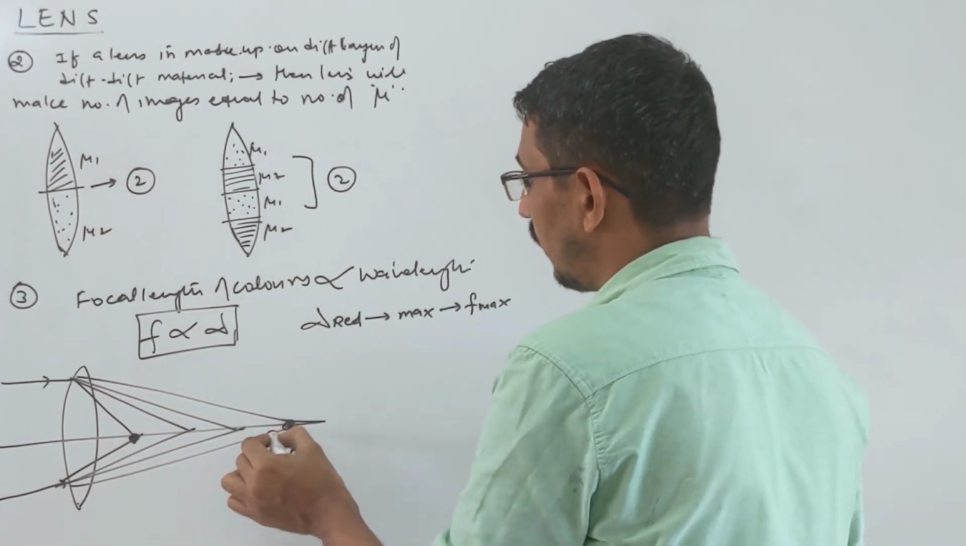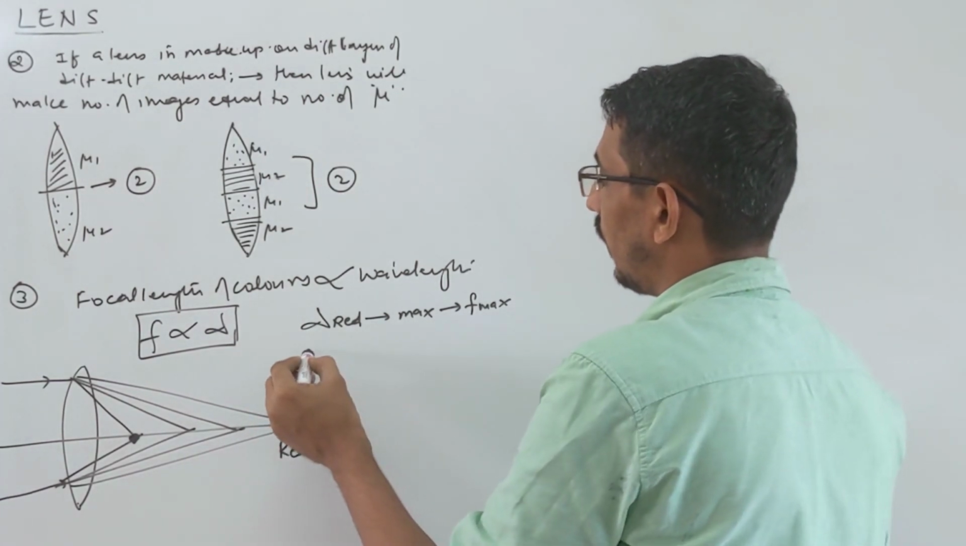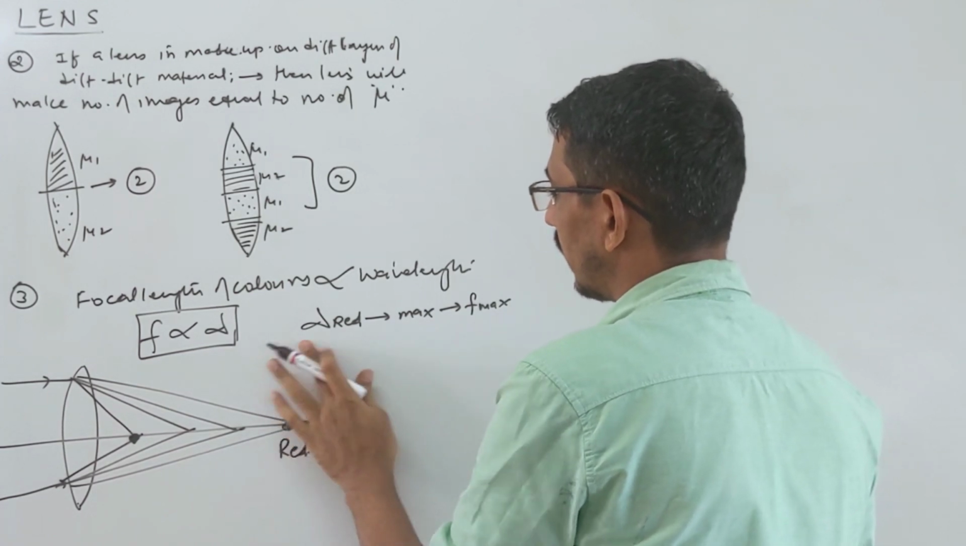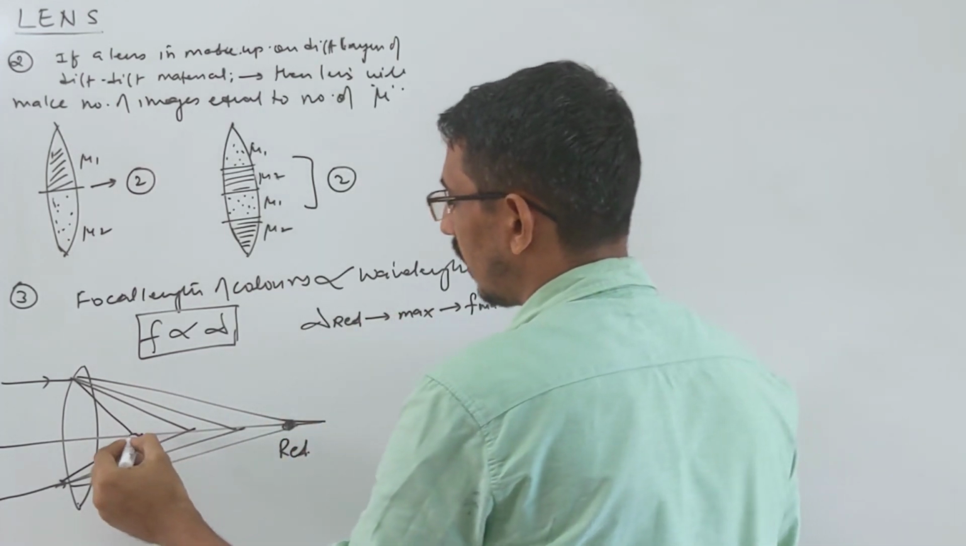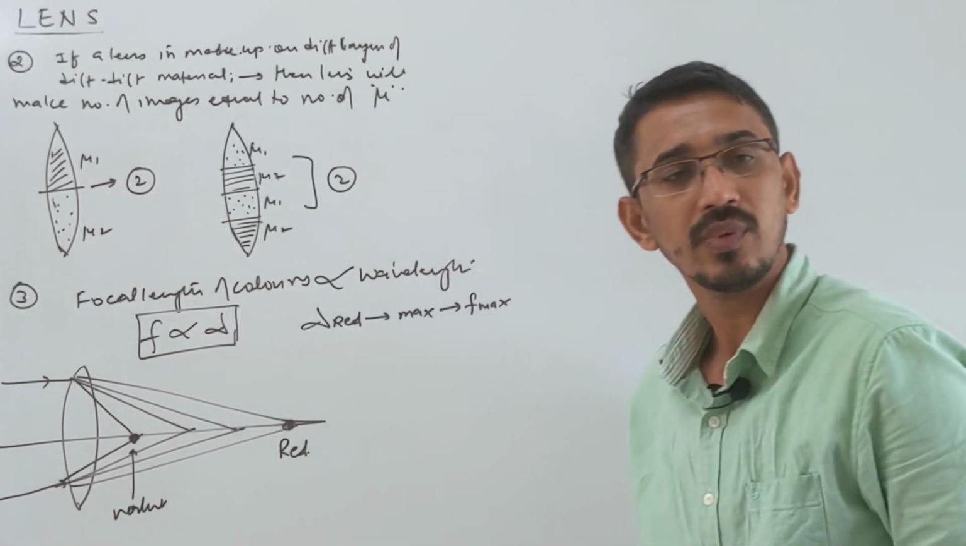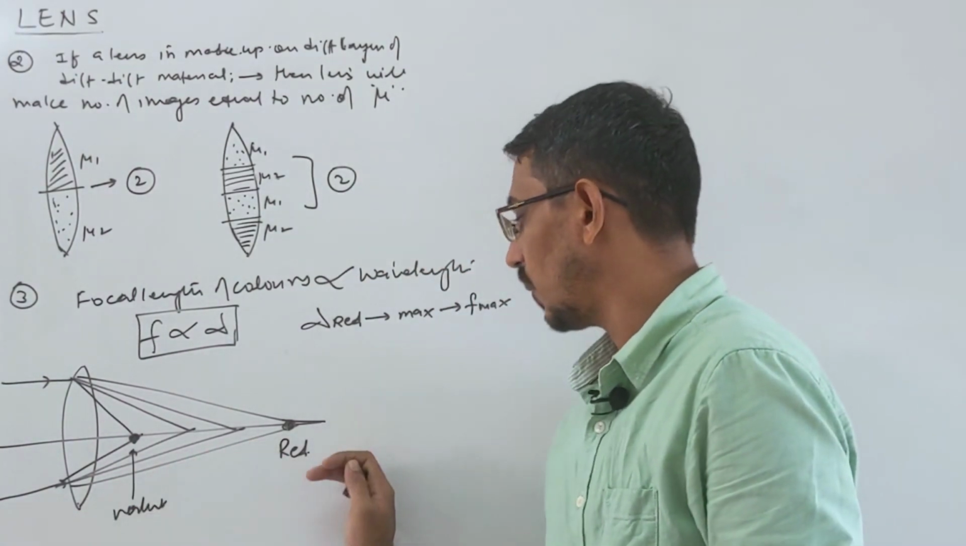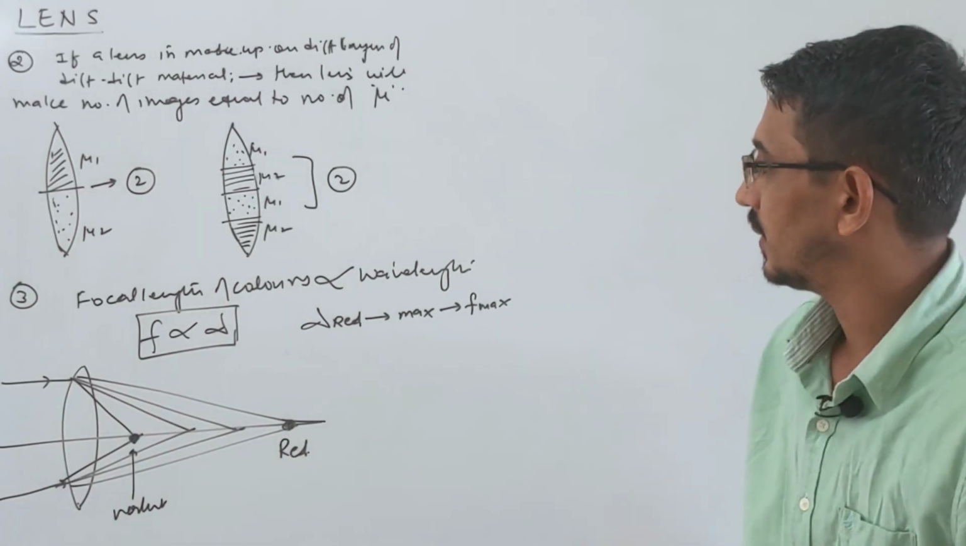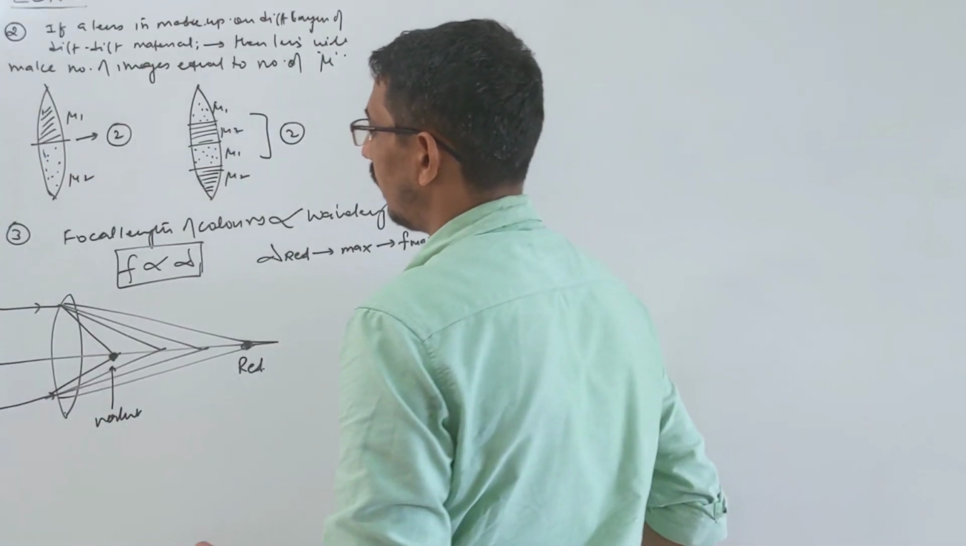So the red color image will be formed here. Then you know the violet is minimum, so you can understand from here itself that the violet image will be here. Clear? In proper order, the red color will be at the farthest distance. Okay, so this is the relation between focal length and wavelength.